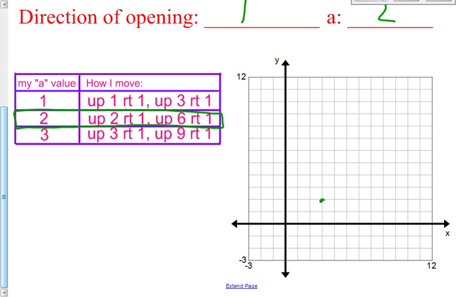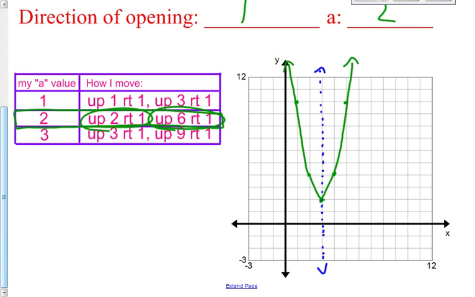I know that I'm going to have this axis of symmetry here, this vertical line. That's going to act as my mirror. From my vertex, I'm going to go up 2, right 1, up 2, right 1. And then from that point, I'm going to go up 6, right 1: 1, 2, 3, 4, 5, 6, right 1. And there is the right side of my parabola. I'm going to do the same thing on the left side, so it's going to be up 2, left 1, up 6, left 1. And there's my parabola.